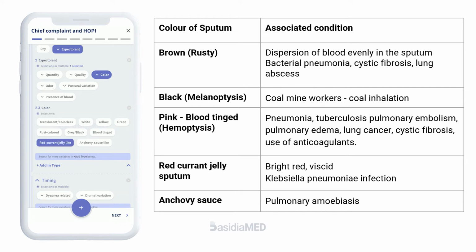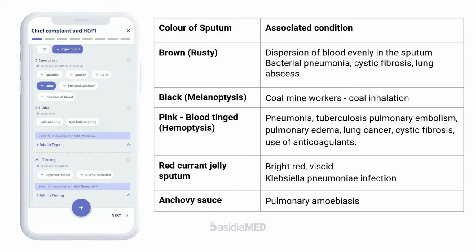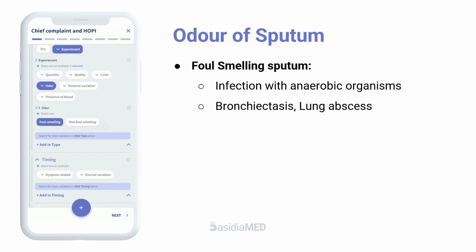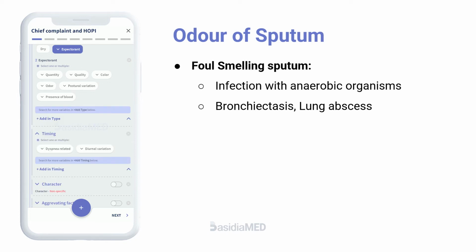Red currant jelly sputum appears bright red, viscid, and is seen in infection with Klebsiella pneumoniae. A sputum with characteristic anchovy sauce color is seen in pulmonary amoebiasis. Foul-smelling sputum is seen in bronchiectasis and lung abscess. It is suggestive of infection with anaerobic microorganisms.